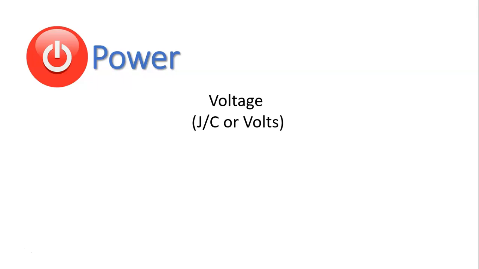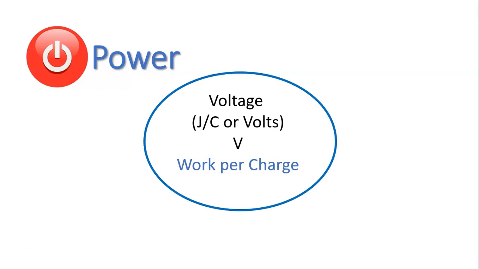Voltage. Voltage is joules per coulomb. We also call it volts. The symbol we use when calculating is V, and it is work per charge. So this is all a review. If it's not in your notes, definitely pause and write anything down.